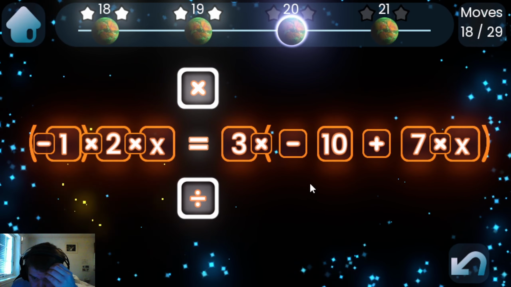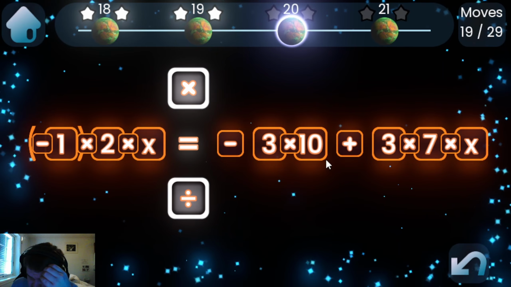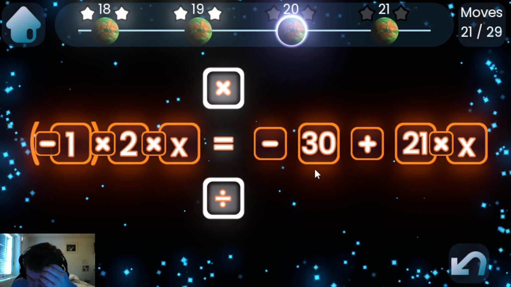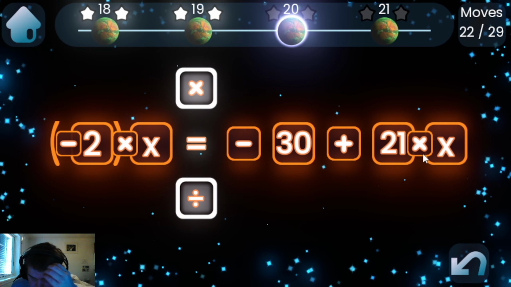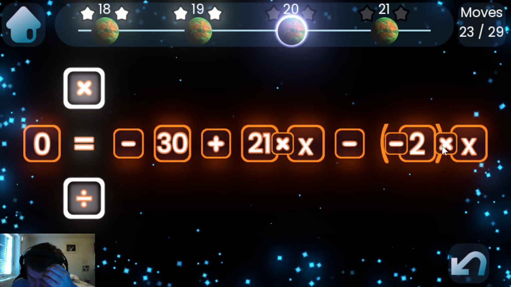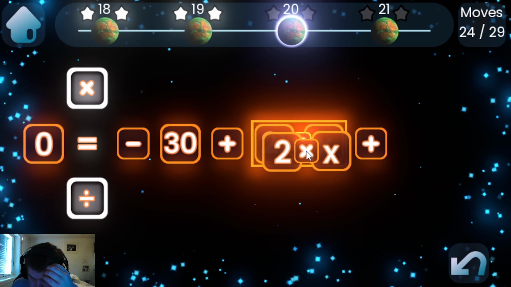29 moves. Holy crap, this level. Really? I think I can beat that pretty well. We'll see though. Might eat those words. Okay, I don't think that last part was necessary. Let's move this over. Oh, yeah, it was okay.